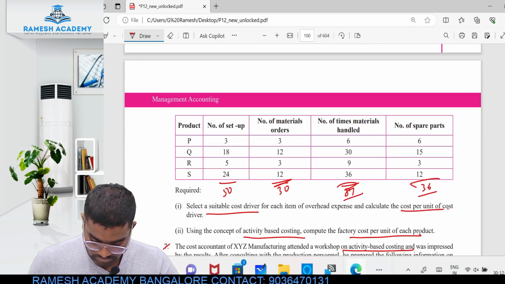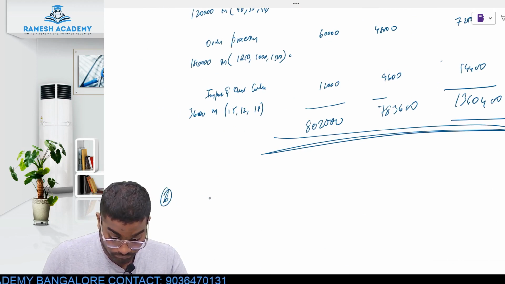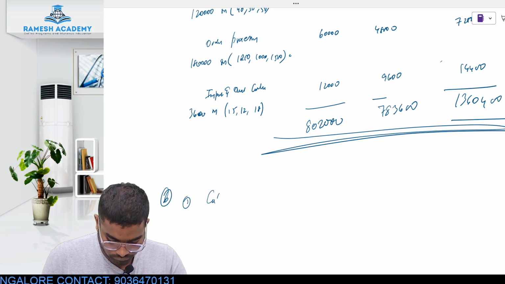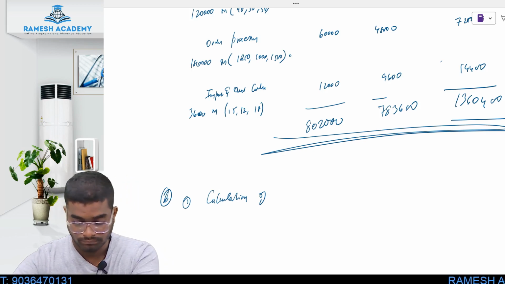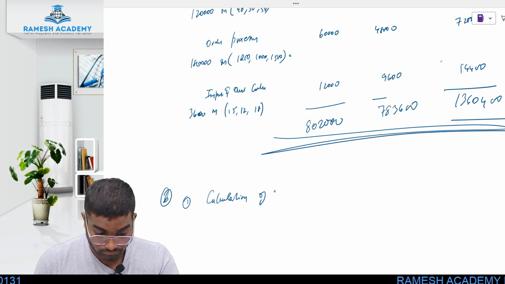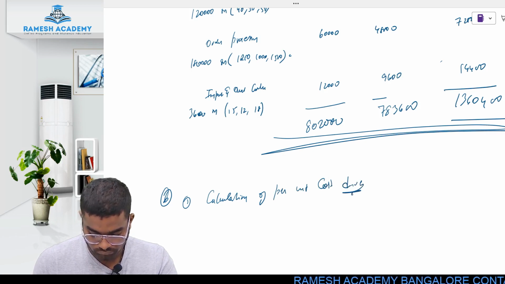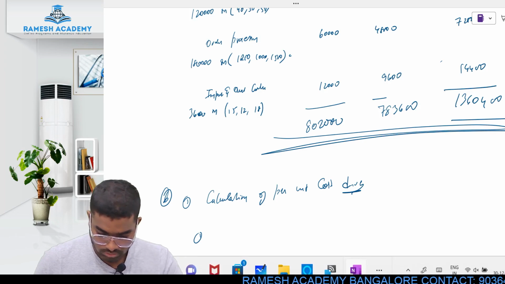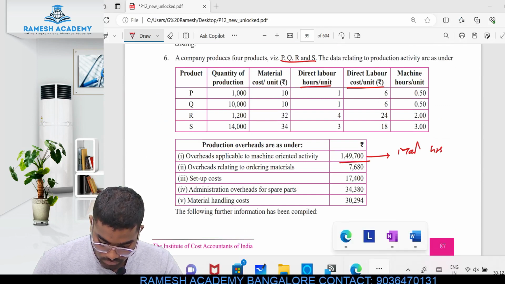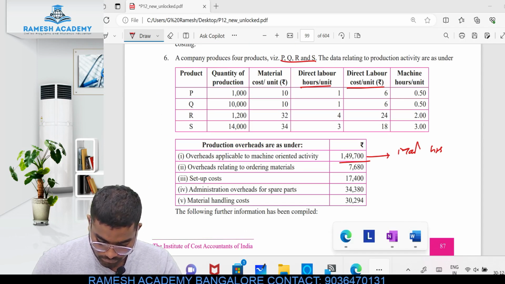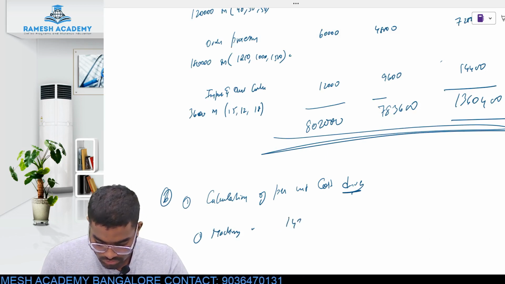So first we'll select the suitable cost driver. Calculation of... So first, what is the first overhead related to machine oriented activity? I'll name it as machining. What was the amount? 149,700.